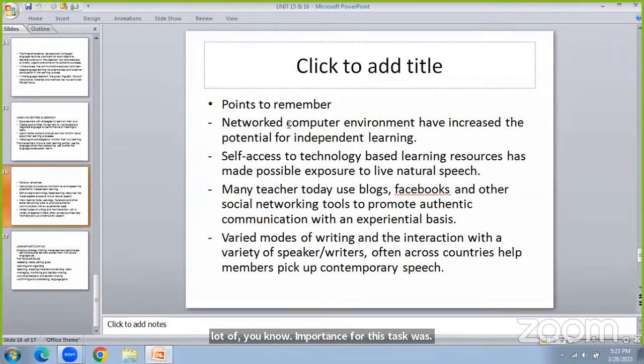So the points to remember here are that the networked computer environment has increased the potential for independent learning, and self-access to technology-based learning resources has made possible exposure to live natural speech. Many teachers use blogs, Facebook, and other social networking tools to promote authentic communication on an experimental basis, and varied modes of writing and interaction with varied speakers and writers, often across countries, help learners pick up contemporary speech. So these are also facilitating a learner who is very keen on learning the language and using that language in real-life situations. These are the platforms which are helping them to learn on their own.